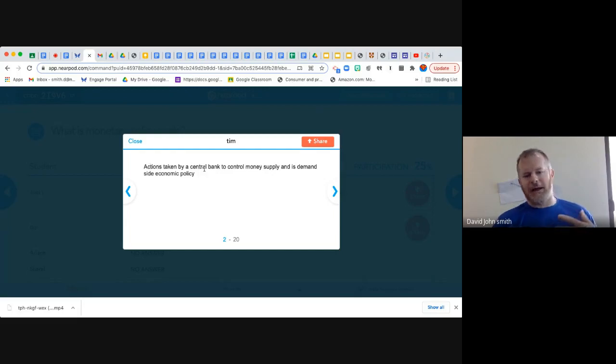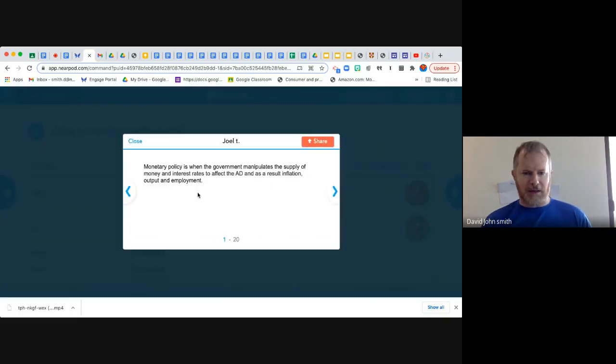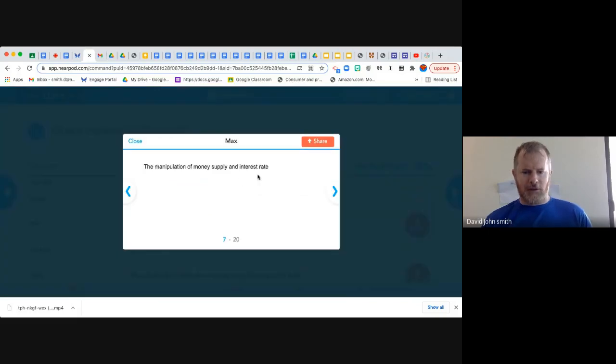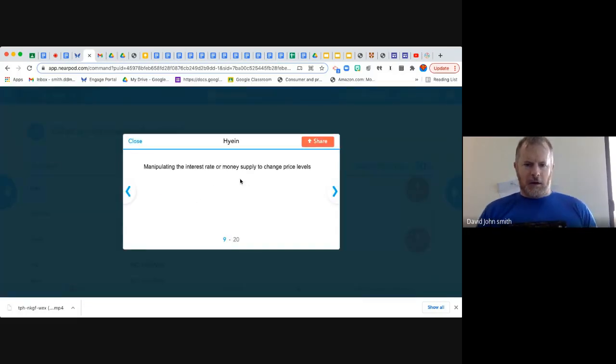Yeah, we're thinking here about using, so the tool is the money supply and the tool is interest rates that causes an effect on demand, on the demand side of the economy. But yes, you're right, they are controlling the money supply. Yes, well done, Joel. Absolutely right. Yes, good, Max. Then you might want to add why they're doing it. What is the purpose of it? Yes, good. To change price levels. Yeah, okay. It's about influencing demand, which then influences the price levels.